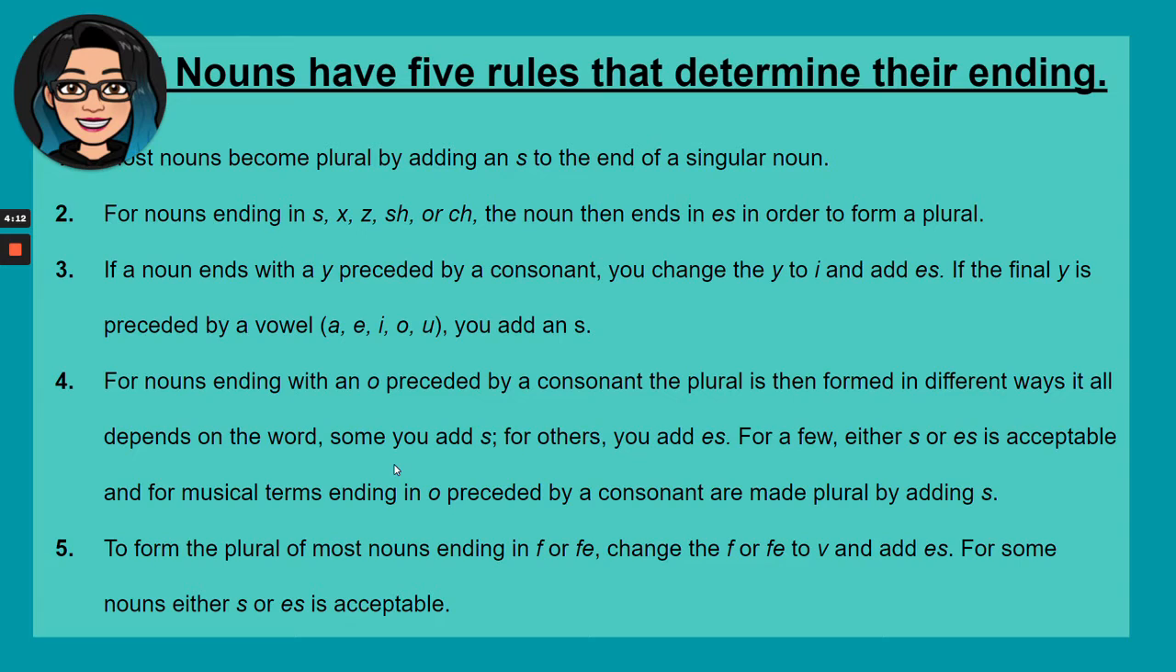Okay, so now rule number 5. To form the plural of most nouns ending in F or FE, you change the F or the FE to a V and add ES. For some nouns, either S or ES is acceptable.